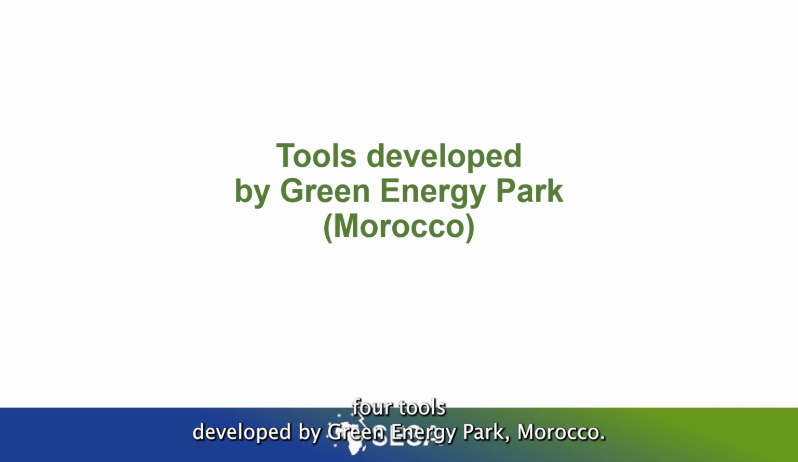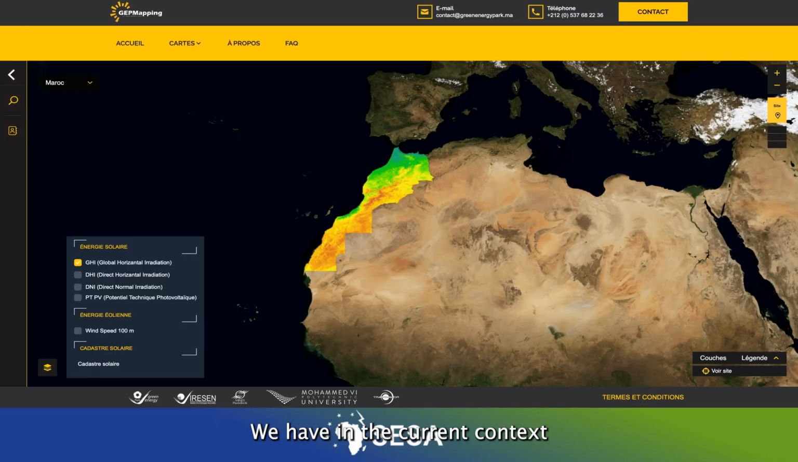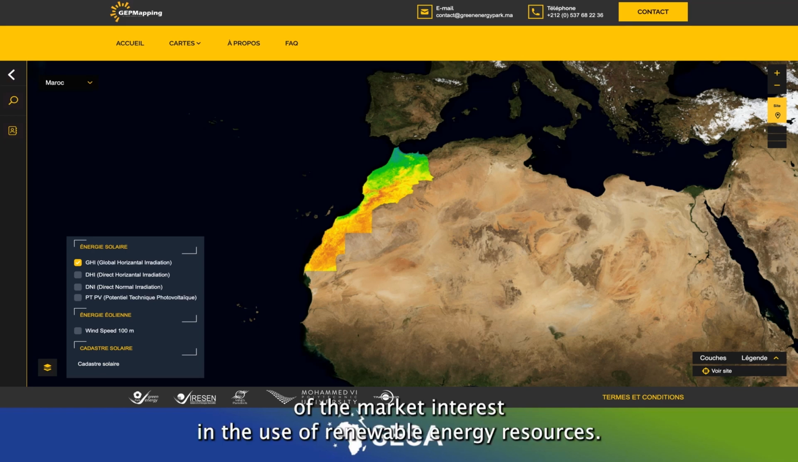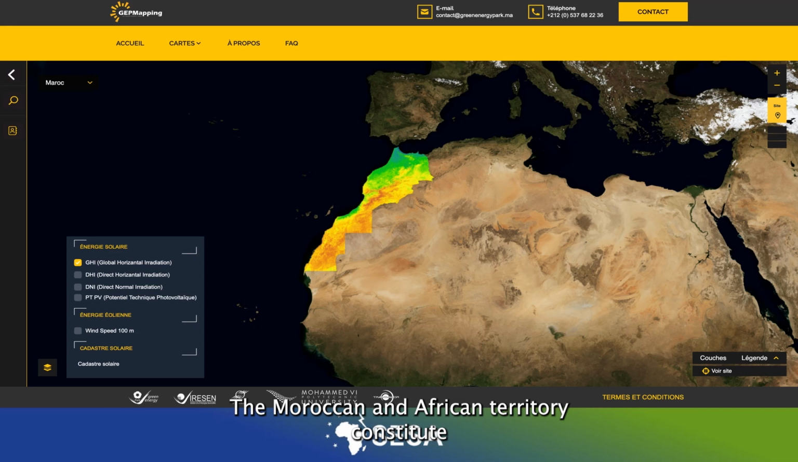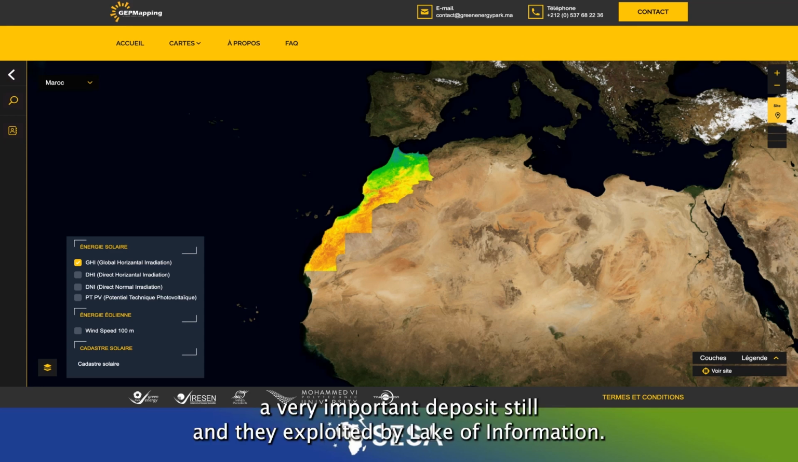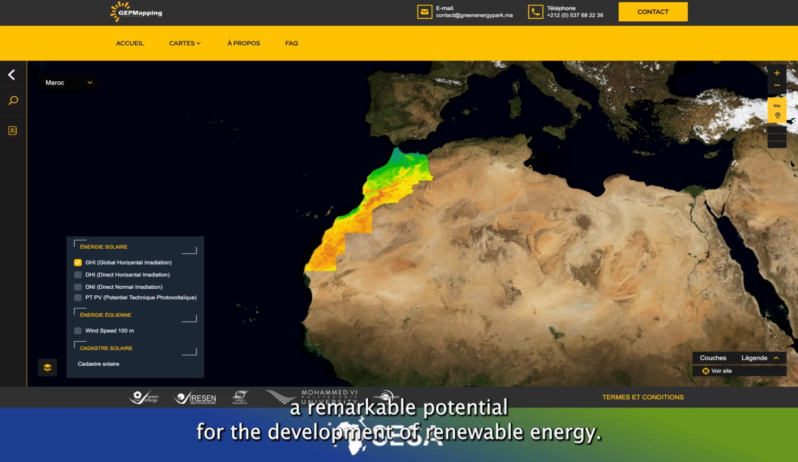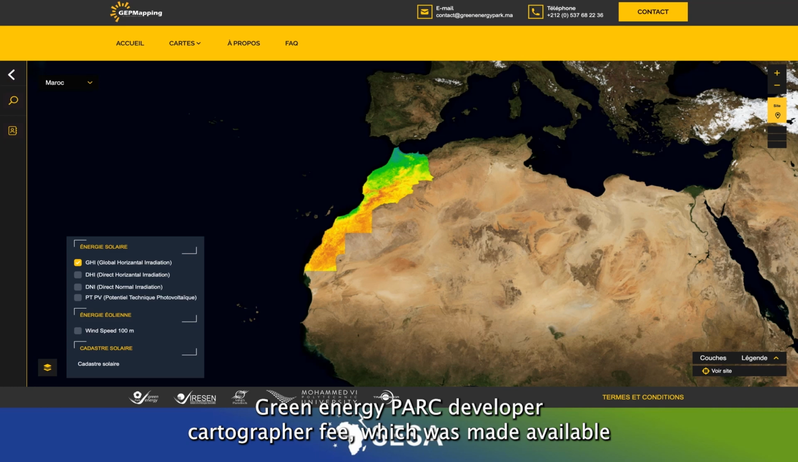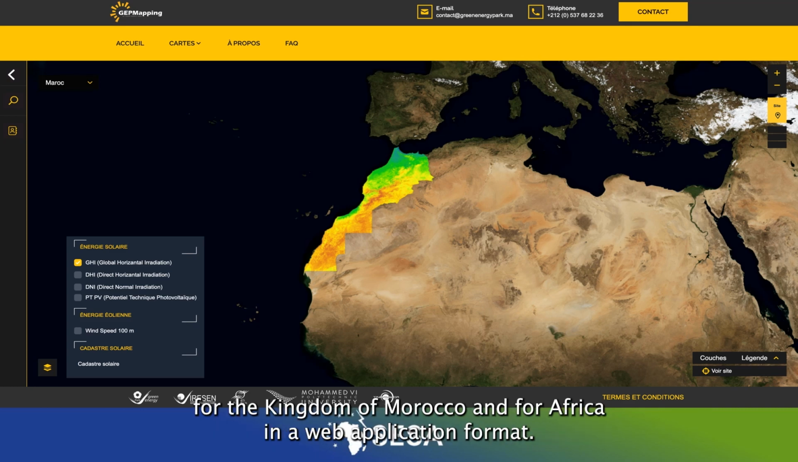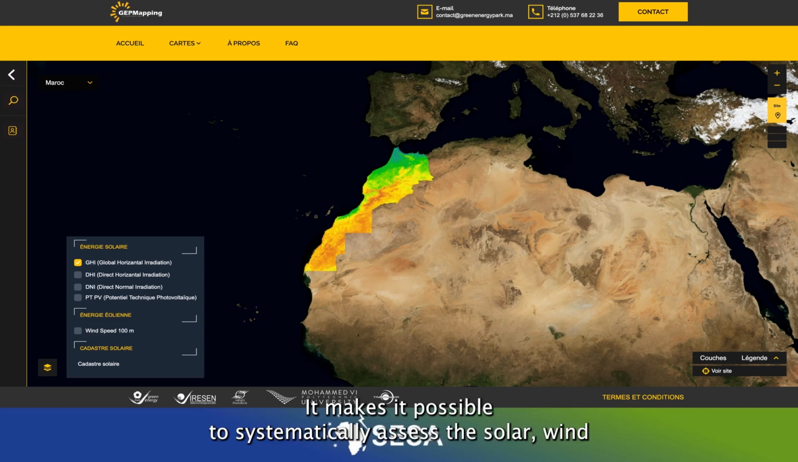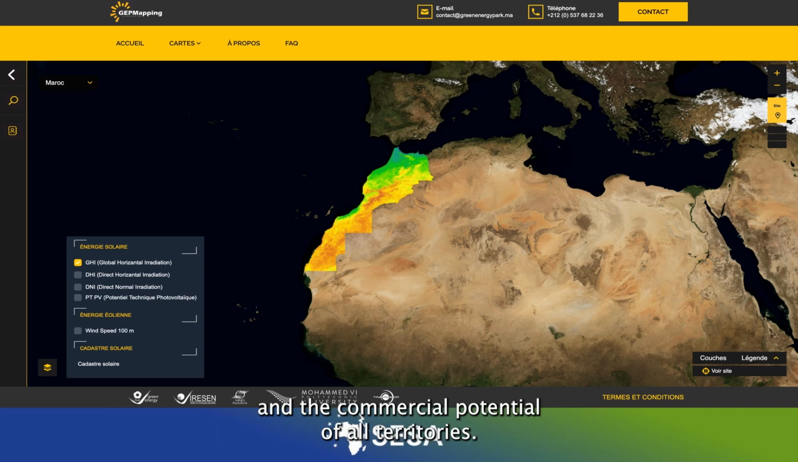For the tools developed by Green Energy Park in Morocco, in the current context of market interest in the use of renewable energy resources, the Moroccan and African territory constitutes a very important deposit still underexploited due to lack of information. Indeed, exploitable areas offer remarkable potential for the development of renewable energy. Green Energy Park developed a cartography, made available for the Kingdom of Morocco and for Africa in web application format. It makes it possible to systematically assess the solar, wind, and cadastral potential of all territories.